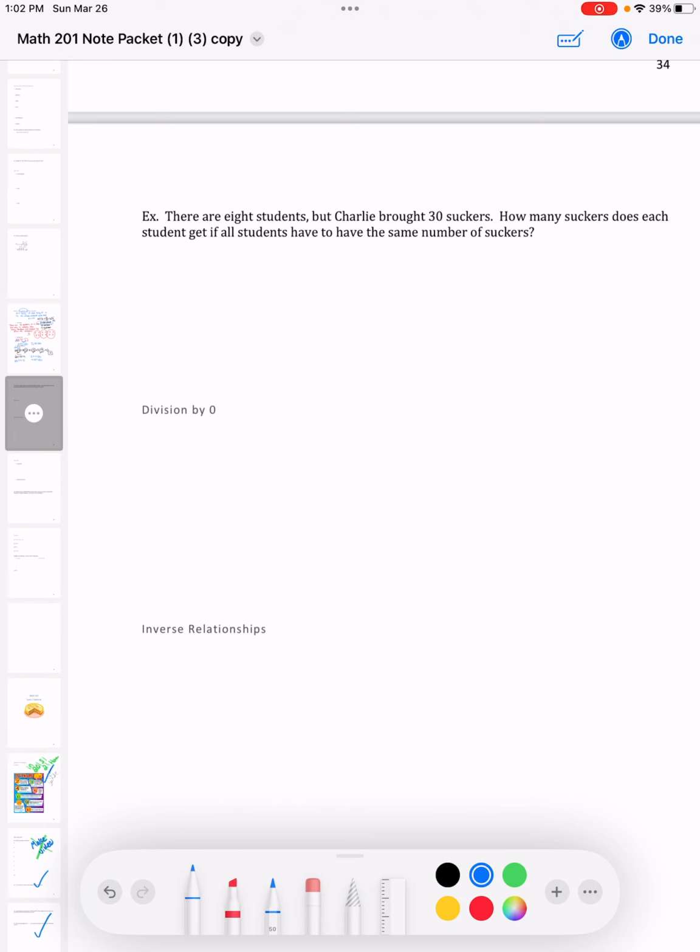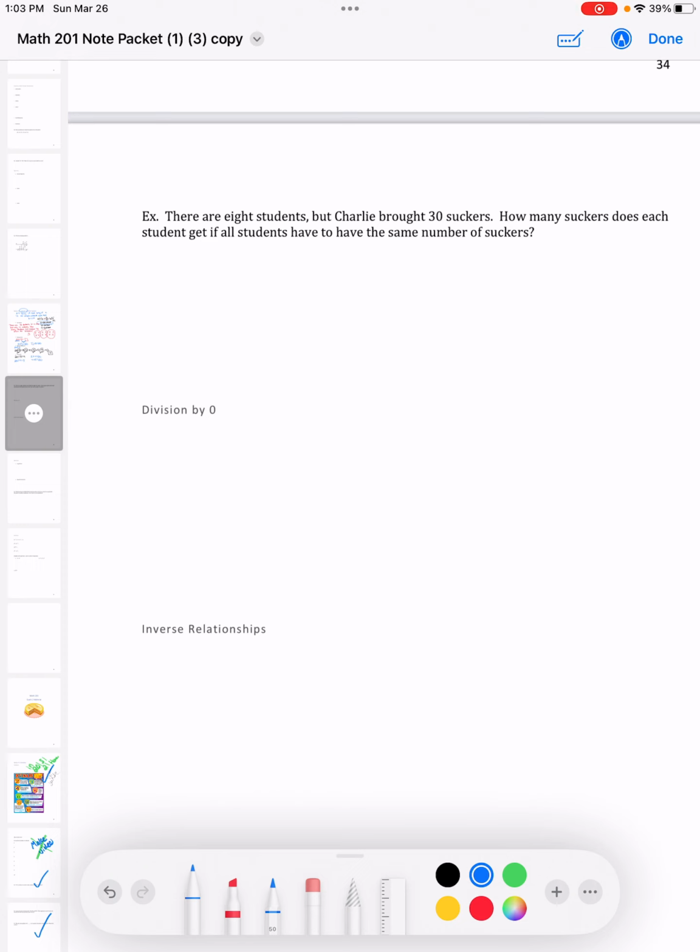So I want you to think about this. You can think about drawing a picture. You can think about maybe listing out multiples. You could use your calculator as a tool if you wanted to, but my final answer cannot have a decimal. So go ahead, hit pause, and see if you can figure this one out.